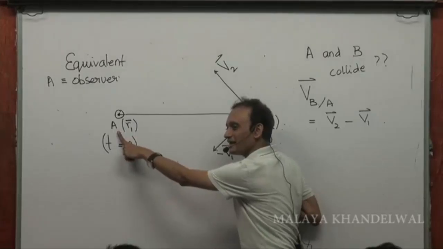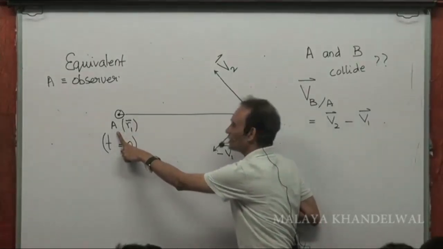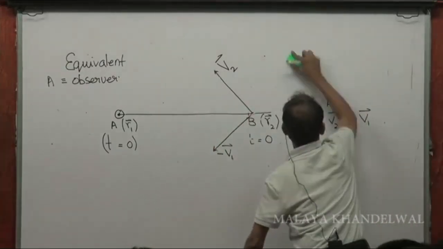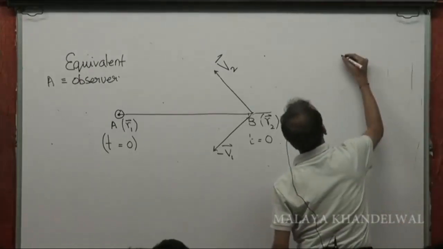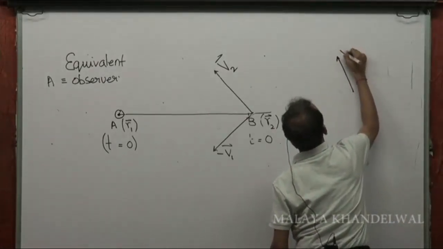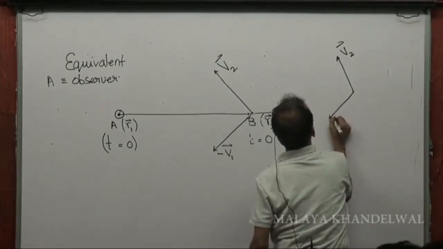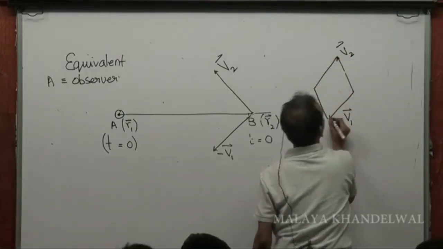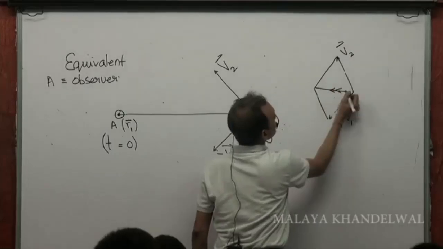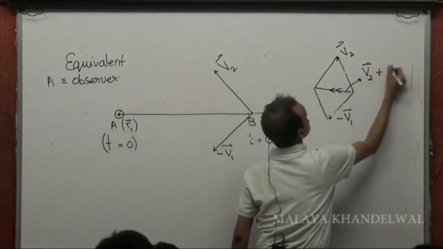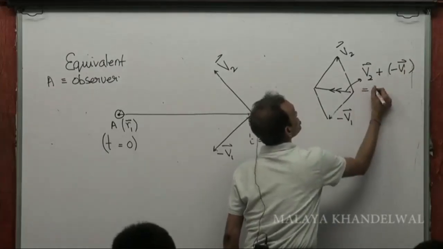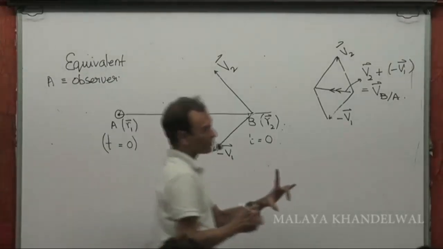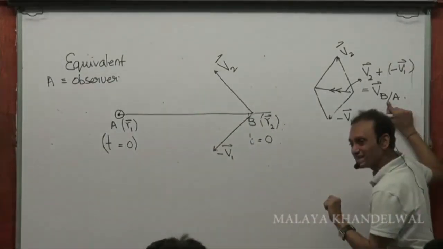So imagine that A is at rest. Then B has a velocity which is the resultant of V2 and minus V1. This is V2. This is minus V1. The resultant of these two velocities would be this, which is V2 plus minus V1, which is the velocity of B as seen by A. It's as if A is fixed and B is moving with this velocity.